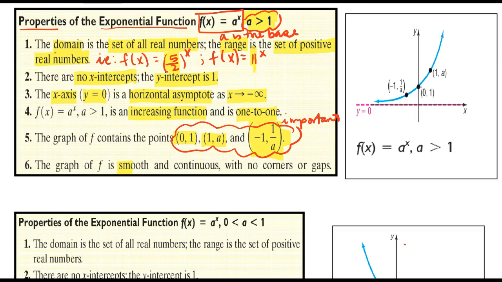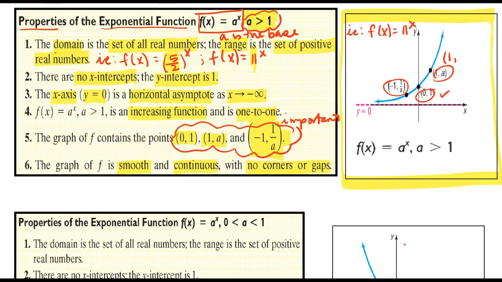This particular graph is smooth, continuous with no corners or gaps. Okay, so here is a little picture of our exponential function. Let's use f of x equals 11 to the x. Notice how you have 3 points here. If I have 11 to the x, the (0, 1) will stay at (0, 1). But when x is 1, it says (1, a), and a is your base, so it should be (1, 11). And when x is -1, it should be (-1, 1/11). That's what it means for those 3 points.